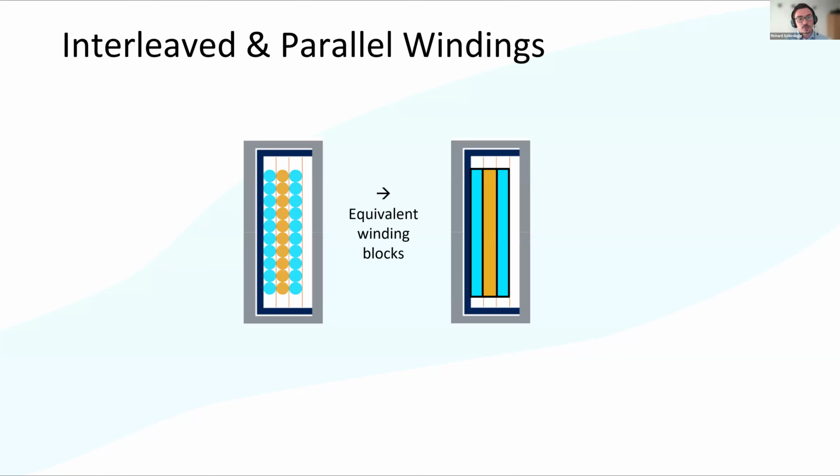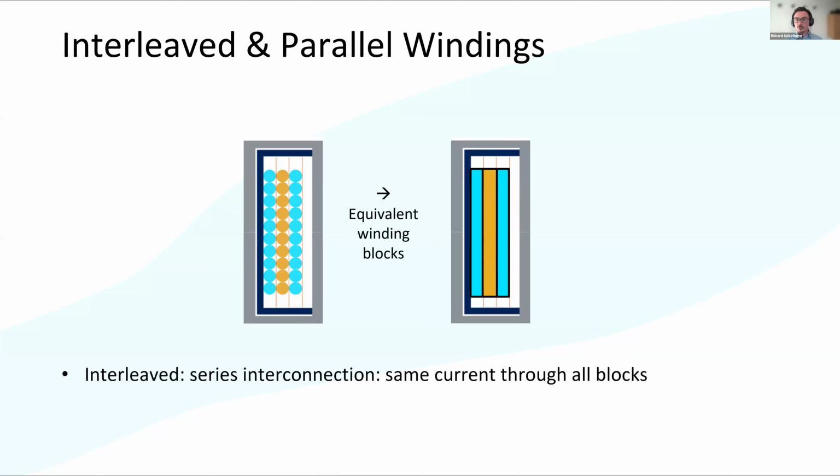And we do the very same with interleaved and parallel windings. We basically just have more blocks, and we calculate the Fourier coefficients of all those blocks, and in the end, we sum them up. For interleaved windings, it's fairly simple because interleaved windings are serially interconnected, meaning that we already know the current through the windings. So it's the same. So we already know the MMF. For parallel windings, we assume the current to divide equally.